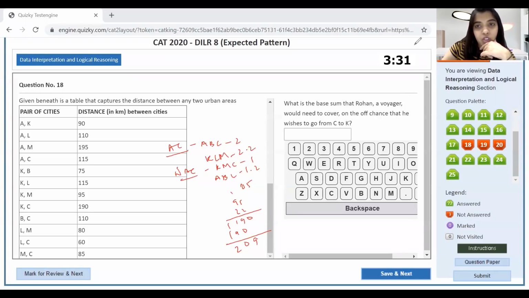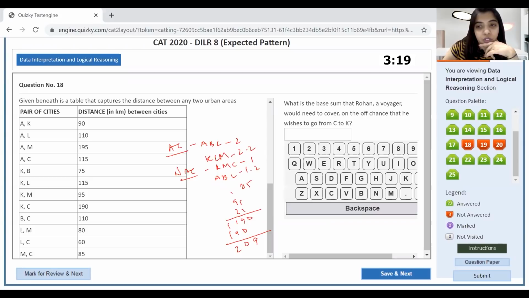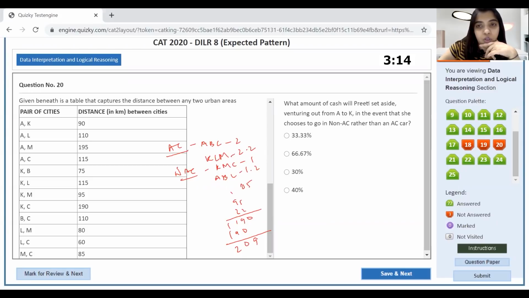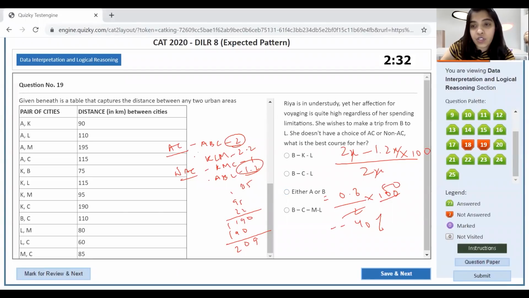Let's look at the other questions. We just have 3 minutes remaining if we can do something. Preeti is traveling from A to K. She takes a non-AC rather than AC car while traveling from A to K. So this is a very basic question, not to get confused. A with AC takes how much? 2. Non-AC A takes 1.2. So what is the difference in the amount that she'll set aside? Imagine the distance being X. Initially, she'll have to pay 2X. Later, she'll pay 1.2X. What is the difference? X gets cancelled. So we have 0.8 upon 2 into 100, 40%. So this is a sitter. Never leave such questions.